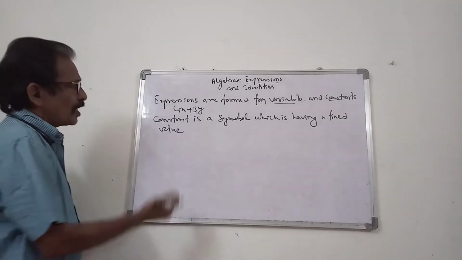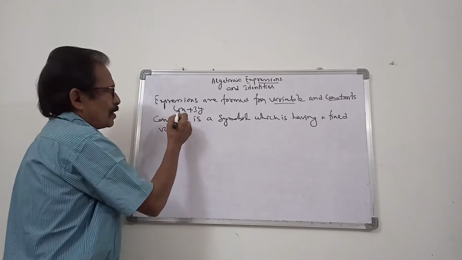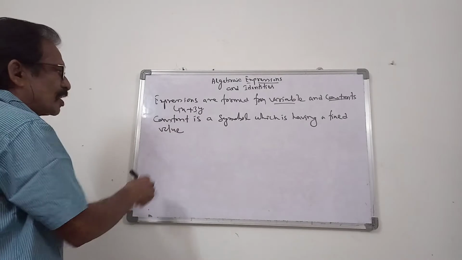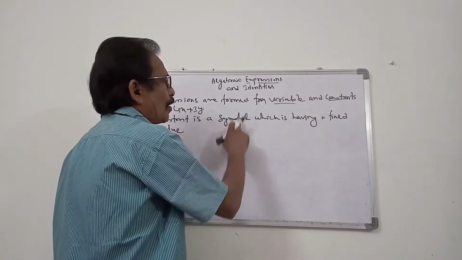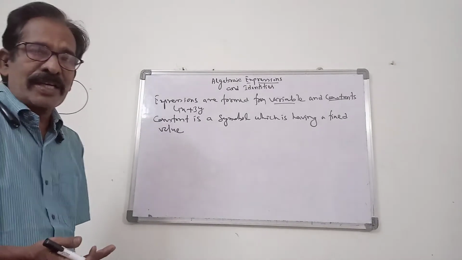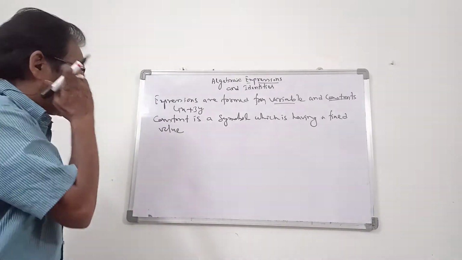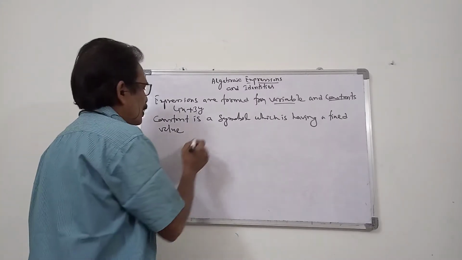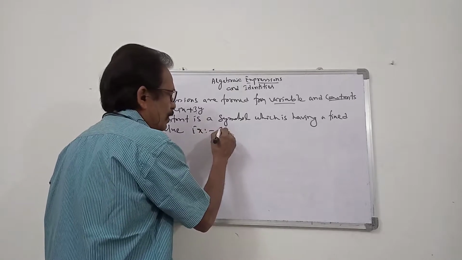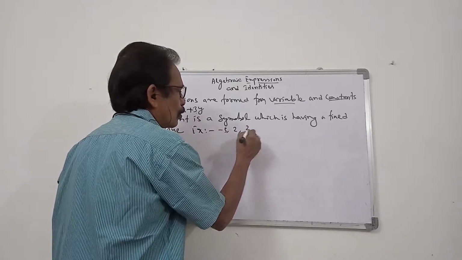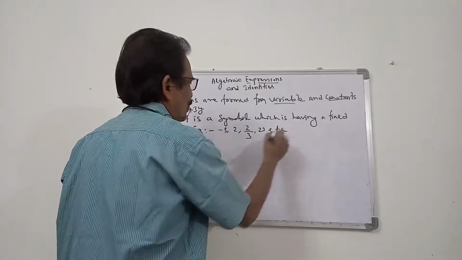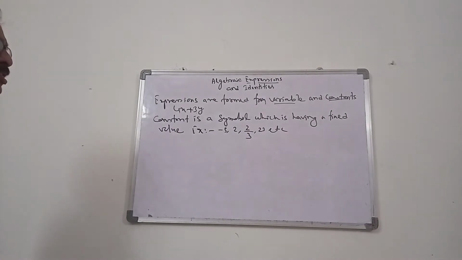In this expression we have 4 and x. Here 4 is a constant and x is a variable. The constant is a symbol which has a fixed value. Numbers such as 1, 2, 3, 4, counting numbers, are fixed. For example, minus 3, 2, 2 by 3, 23, all these numbers are called constants.